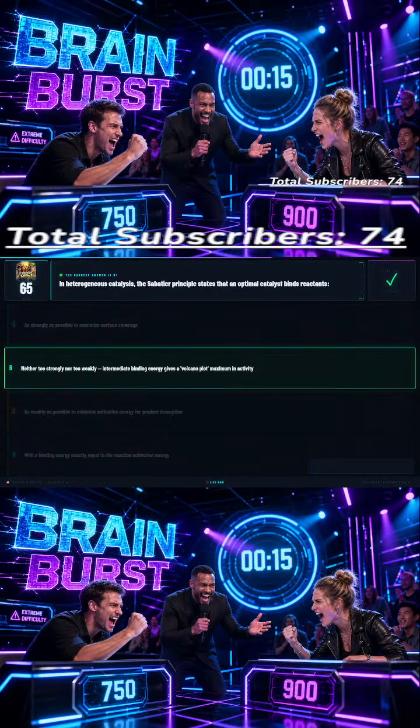Time's up. The correct answer is B, neither too strongly nor too weakly. Intermediate binding energy gives a volcano plot maximum in activity.